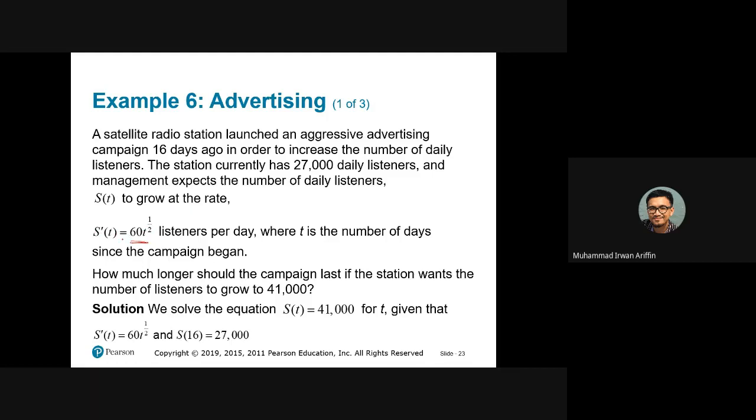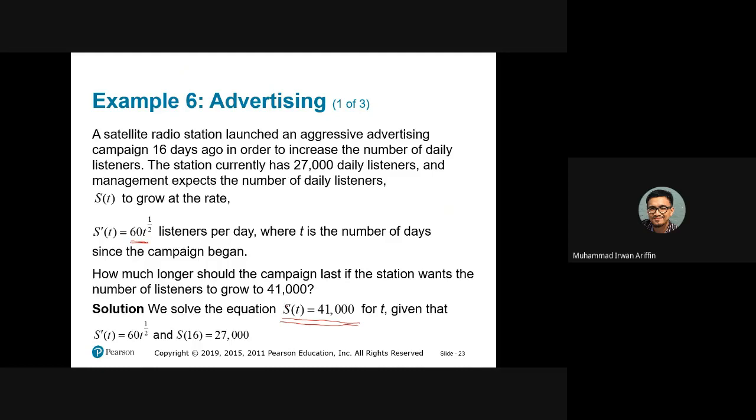So this is basically the rate of change of listeners per day. Every day, the management expect there would be 60 multiplied by t^(1/2) more listeners per day, where t is the number of days since the campaign began. So how much longer should the campaign last if the station want the number of listeners to grow to 41,000? Basically, you need to solve the equation s(t) equals 41,000.